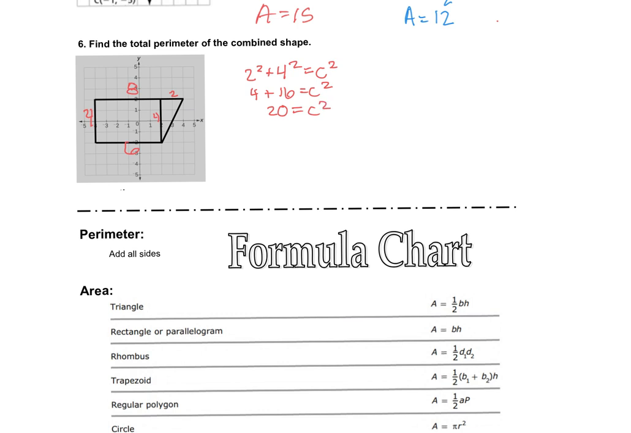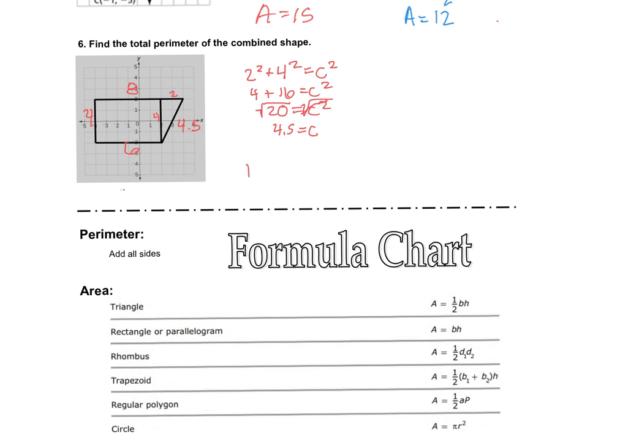And now we've got to cancel the square. So we're going to take the square root. And what we do to one side, we do the other. The square and the square root cancel. So c equals the square root of 20, which is approximately 4.5. So this last missing side distance is 4.5.